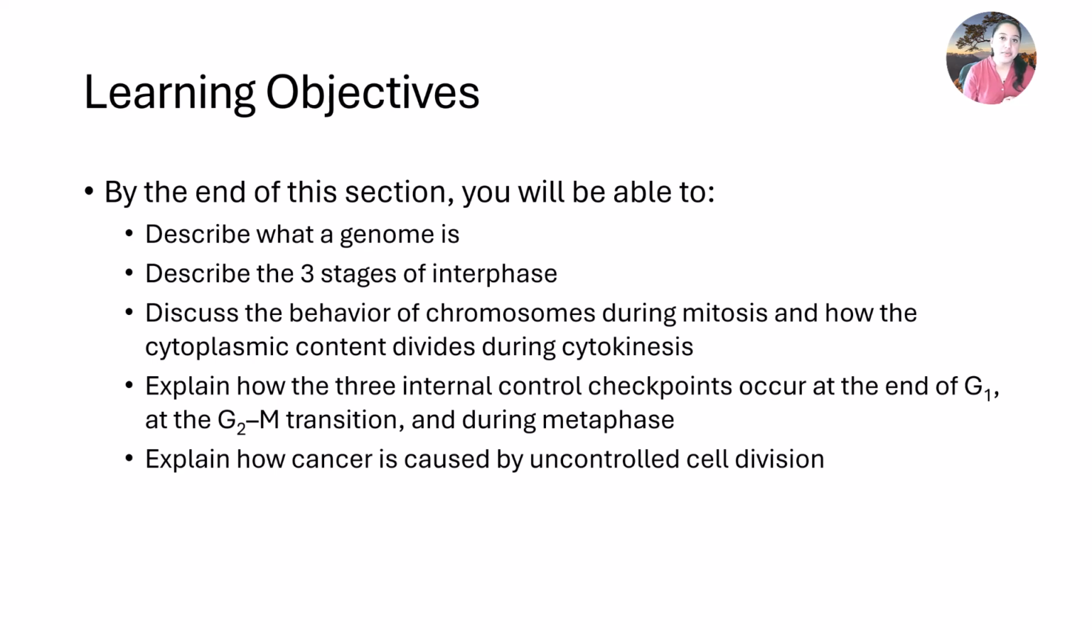So now hopefully you can do all the stuff laid out in the learning objectives. What's a genome? It's all the DNA in a cell. What are the three stages of interphase? G1, S, and G2, and what do they each do? Discuss the behavior of chromosomes, how they get divided up. Explain how the three checkpoints occur at the end of G1, G2, and during metaphase, and then how cancer is caused by uncontrolled cell division. Hopefully now you feel confident in being able to do that, with some studying maybe. These are your goals.